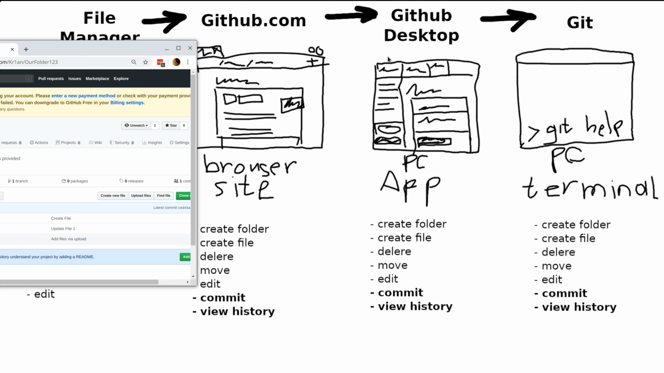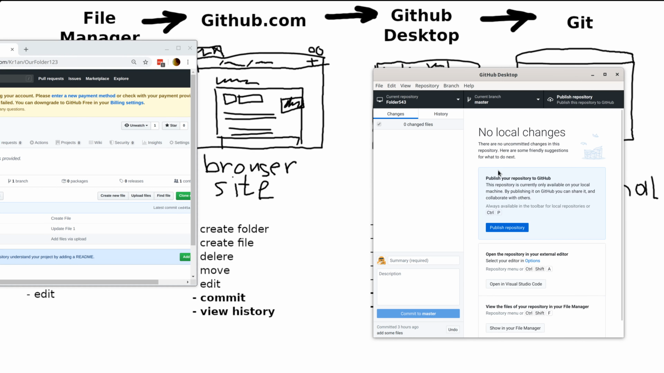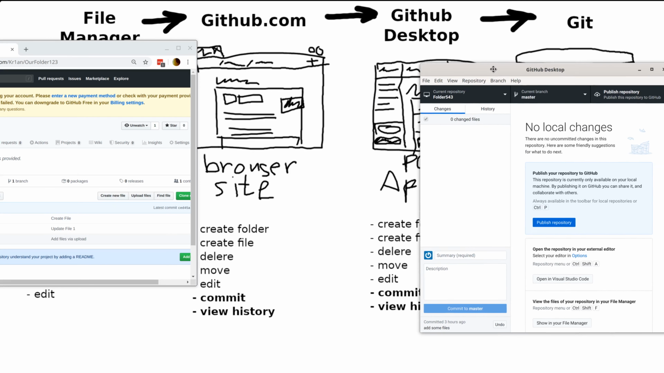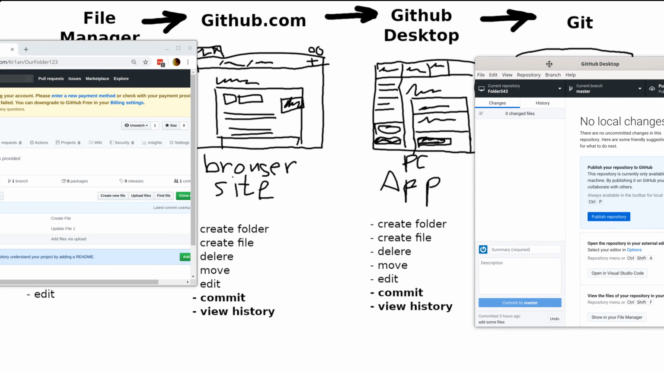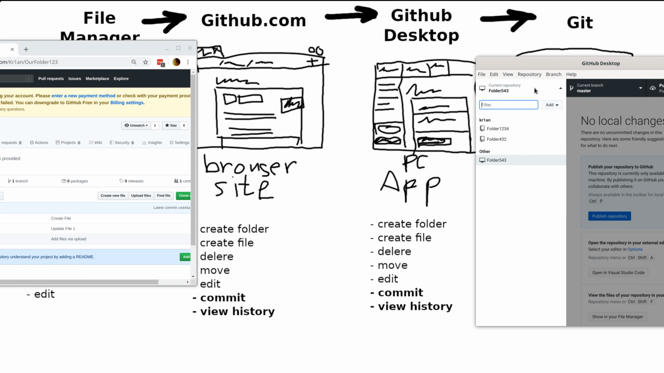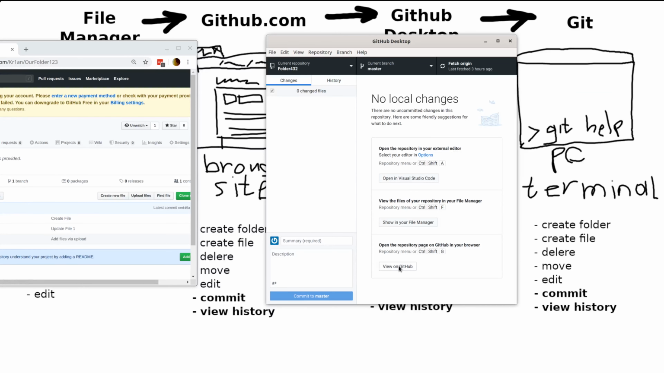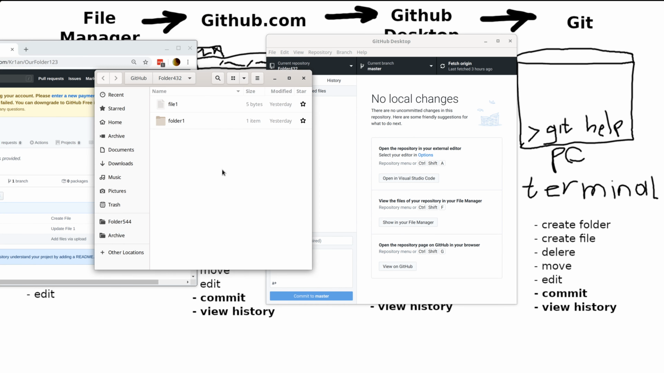GitHub Desktop, which is another application. It's not a browser application, it's outside of the browser. And with this application we did the same thing. Here's our repository, and we can view it in our file manager.